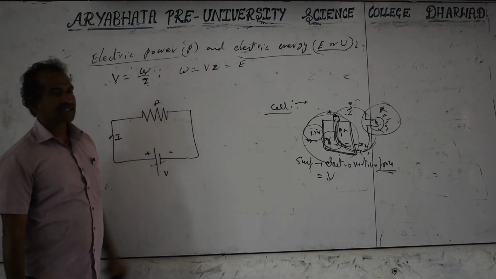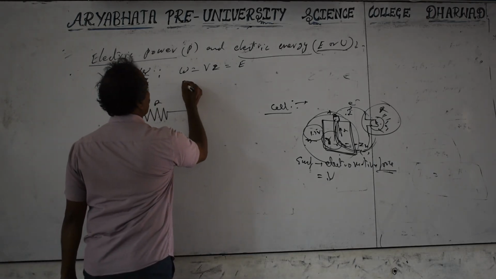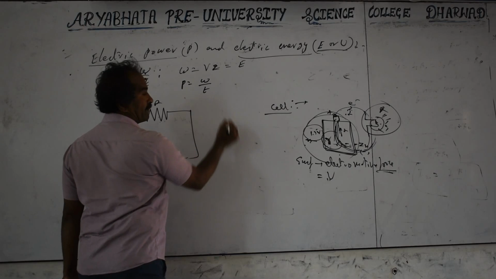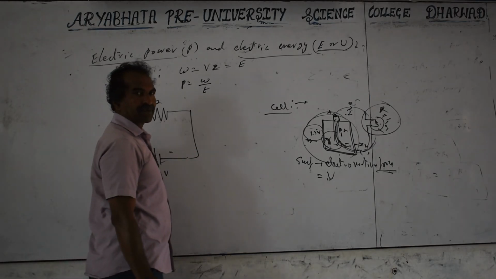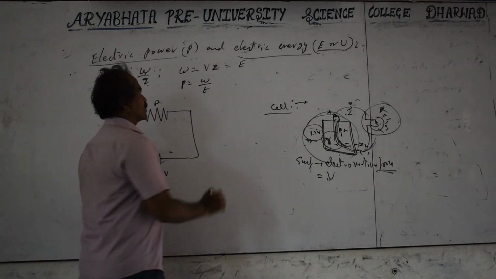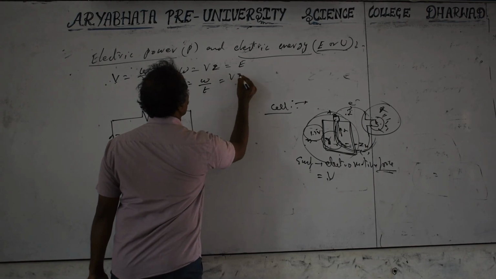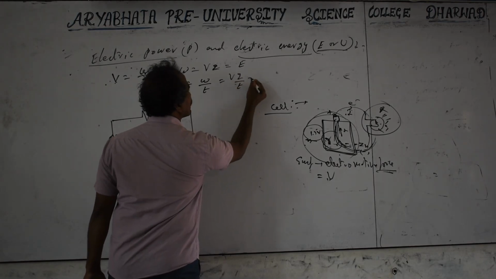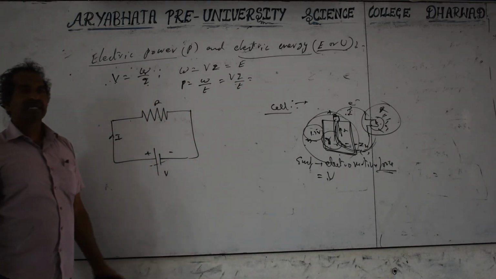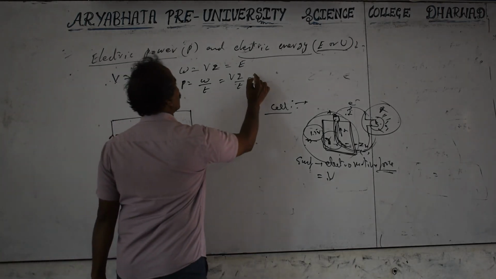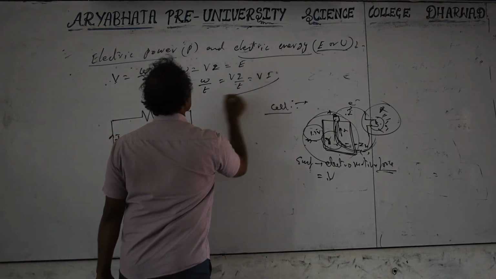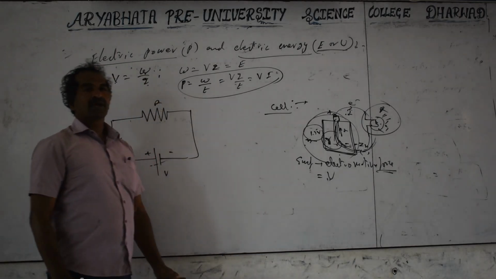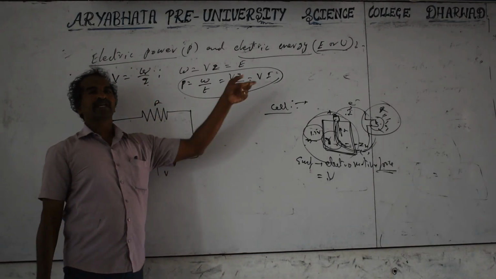Next, what is the power? Power is equal to work by time, the basic definition you learned in mechanics. What is work? Work equals V into Q, so power is V into Q by T. But what is Q by T? Charge by time is nothing but current. So power equals V into I. Electric power is the product of voltage and current.